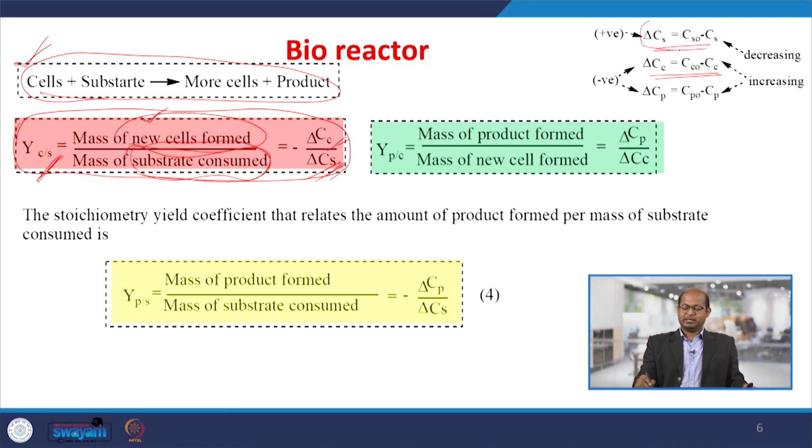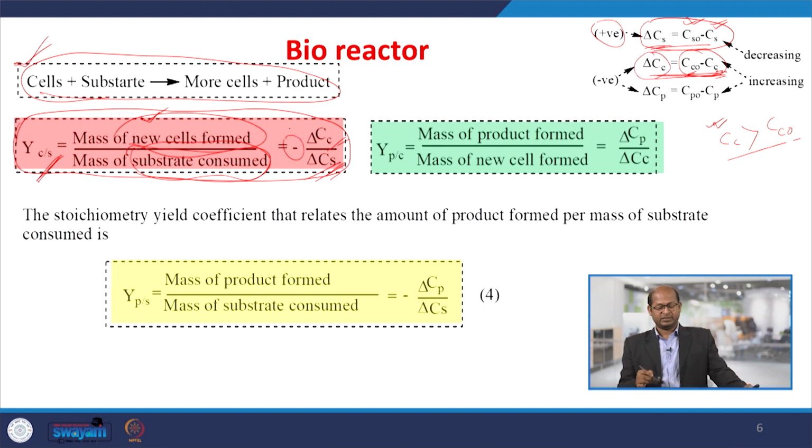In these terms you can see delta Cs: initially the substrate concentration was high, and then after reaction Cs decreases, meaning the substrate concentration will gradually decrease as the reaction progresses. Therefore, the delta Cs term would be positive, and the cell concentration is gradually increasing, Cc minus Cc naught. So, the Cc concentration would be greater than Cc naught. Since new cell formation is there, this part would be negative. So, therefore, this minus sign is coming in this case.